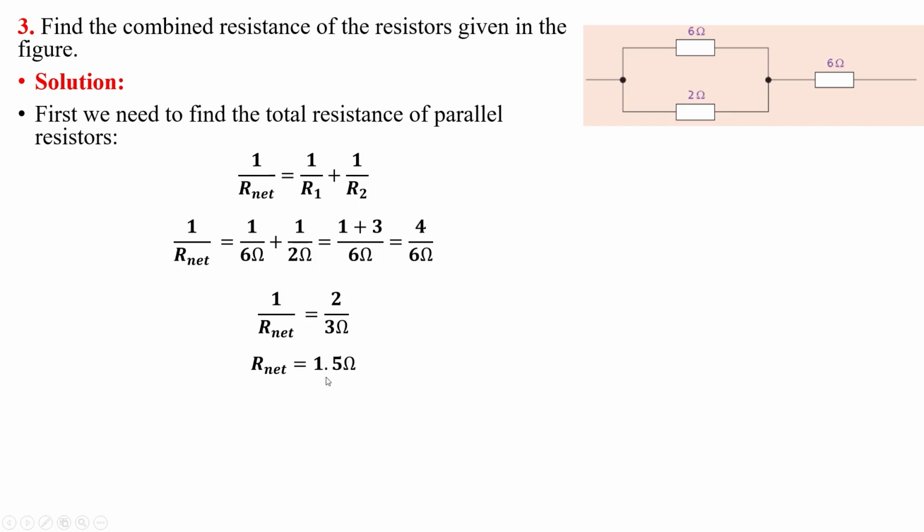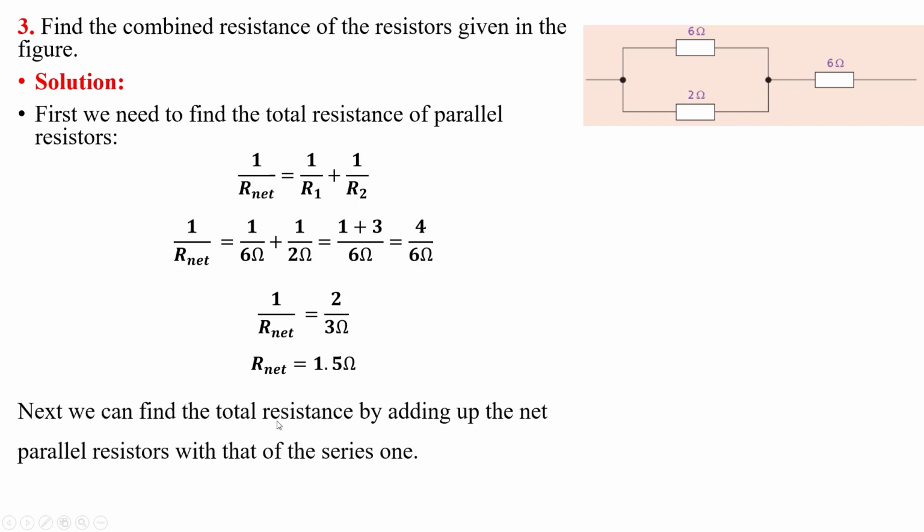So we need to add this 1.5 ohm to 6. Now we can find the total resistance by adding the net parallel resistance to that of the series one. This one is in series with this parallel combination. So adding the values, the final value comes out to be 7.5 ohm.